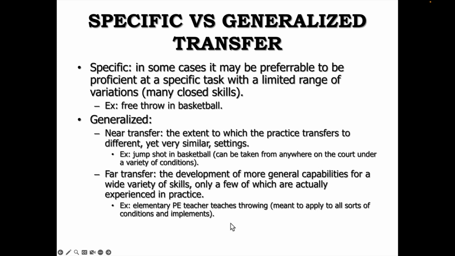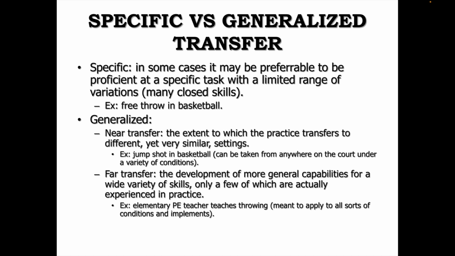So with transfer, there's a specific transfer versus a generalized transfer. And again, I want you to make a note of this somewhere in your notes. A specific transfer means that we are trying to look at the transfer of learning at a very specific task with a very limited range of variations. This often occurs in many closed skills. For example, a free throw in basketball. If you shoot a free throw, you're at the same distance from the hoop, the hoop is at the same height above the ground, and you have the same size ball, so it's a very consistent scenario.